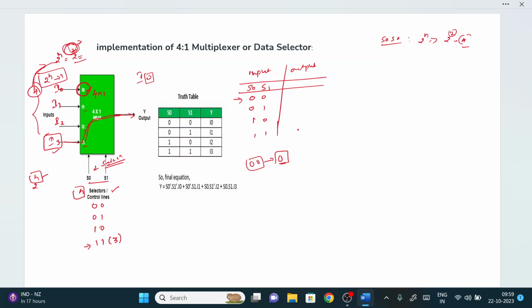So if you press 0 0 in the selection line, out of these 4 inputs, the output value is I0, as per the selection line. So as output Y, at this point I0 will be selected. Suppose you press 0 1 in your selection line. 0 1 means 1, so I1 will be activated. At a time only one will be activated. 1 0 means 2, so I2 will be activated. Next, 1 1 means 3, so I3 will be activated.